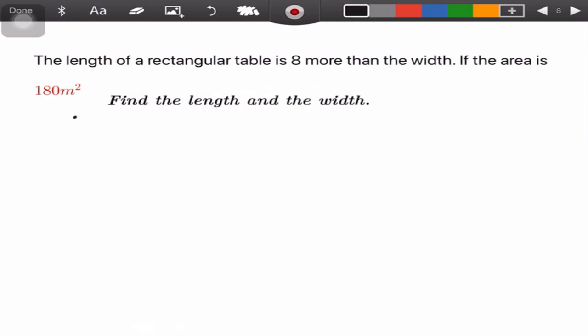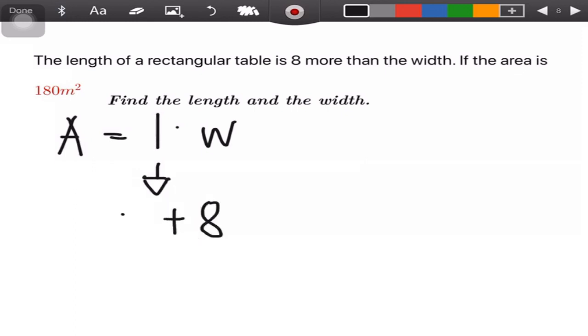Let's recall what is the formula in getting the area of a rectangle. So we have area equals length times width. And then we will substitute the given. Here it says that the length is 8 more than the width. So L will become 8 more than the width, and then we will multiply it by the width, W. And then we will substitute the value of area, which is 180.